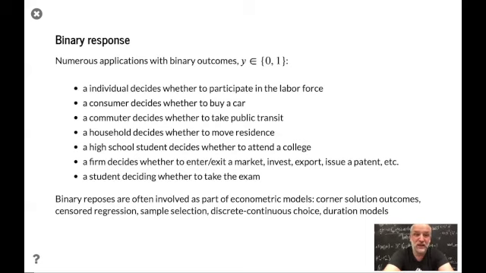We're going to start with modeling binary responses. Binary response models have lots of examples in their own right, and they're also often used in combination with other econometric models. For instance, in this course, we will look at corner solution outcome models, censored regression models and sample selection models. In a sample selection model, you may observe wages only for people who work in the labor force. In that sense, there's an endogenous selection into that sample, and that sample selection is a binary choice whether or not to participate in the labor market.